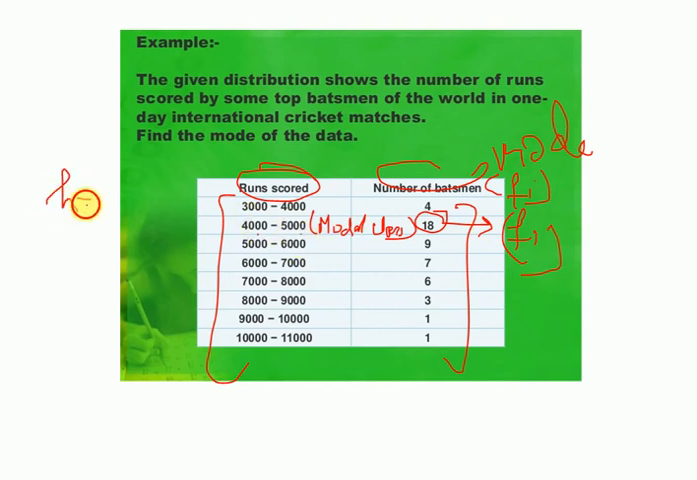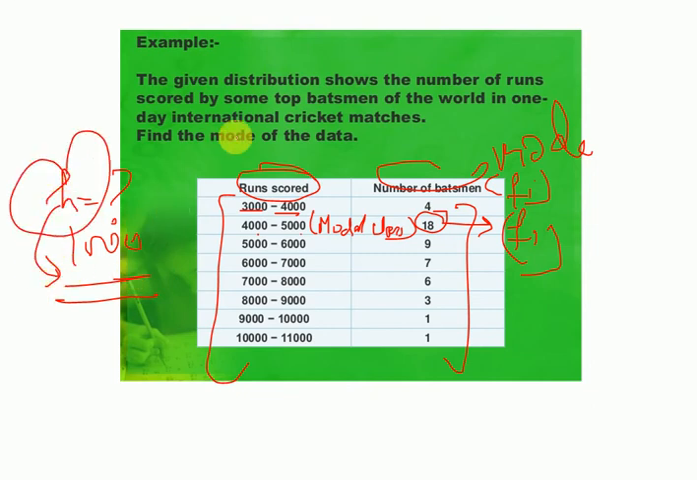Now what is h? h is the height, and you can see 3000 to 4000. How much distance is there? 1000, and all of them have 1000 only. So h is 1000. Now we know f1. Also we know the modal class. Now L is the lower limit of the modal class. So what will it be? 4000 is the lower limit, right? So 4000 is the L.